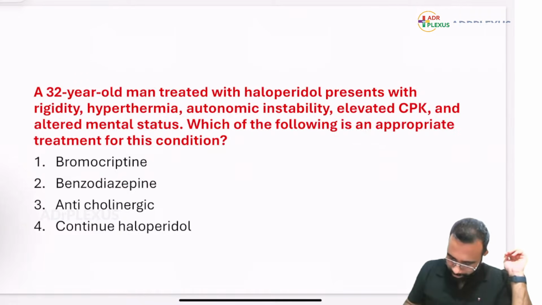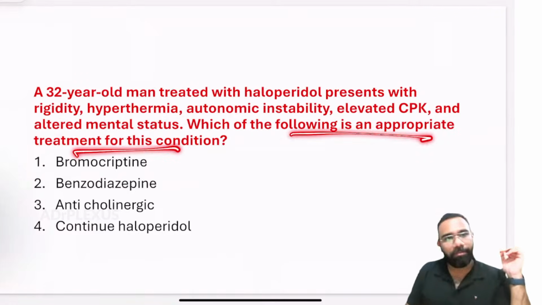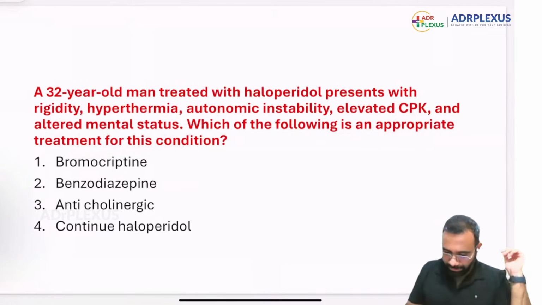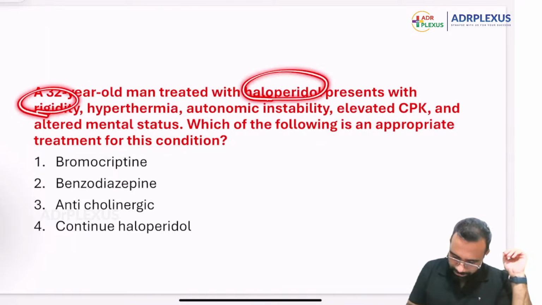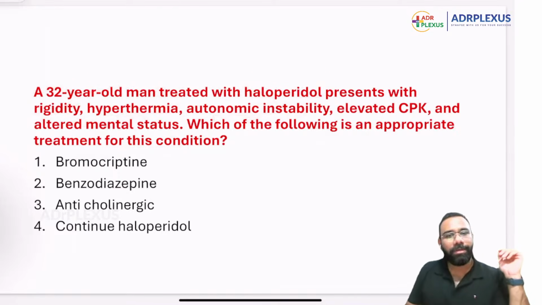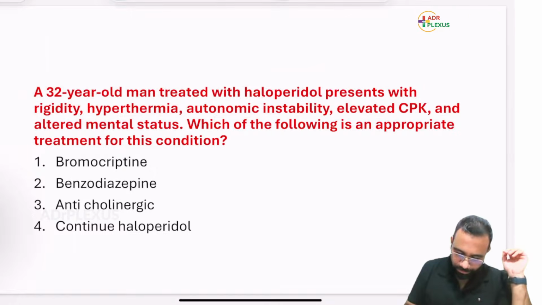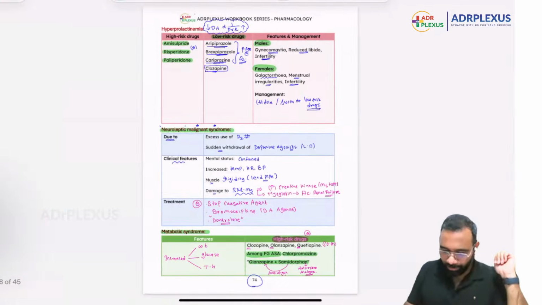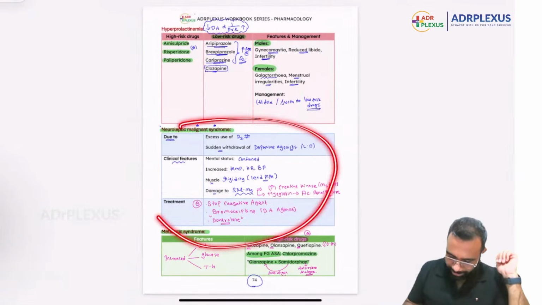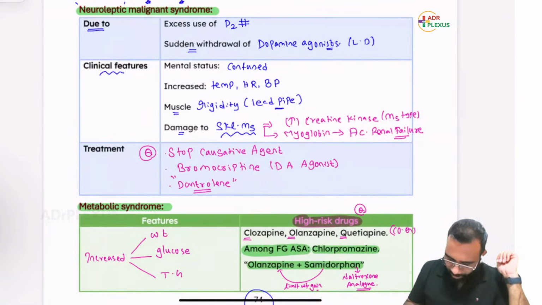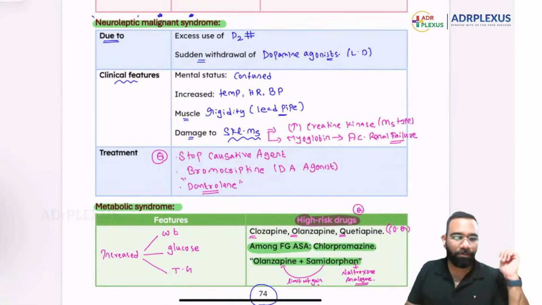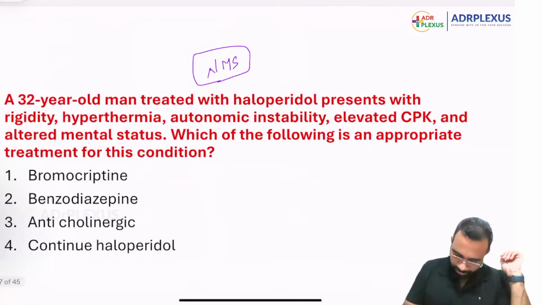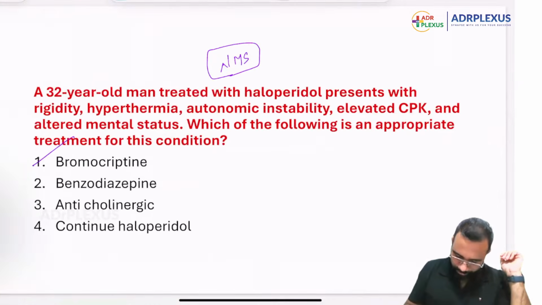So he has asked, which of the following is appropriate treatment? What is the condition here? Haloperidol. Rigidity, hyperthermia, autonomic instability, and all these things are suggestive of neuroleptic malignant syndrome. As we discussed in the workbook also, in neuroleptic malignant syndrome we need to stop the causative agent and go for bromocriptine and dantrolene. So the same thing, bromocriptine or dantrolene.